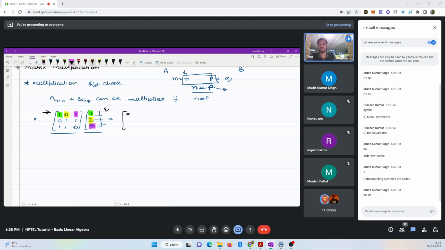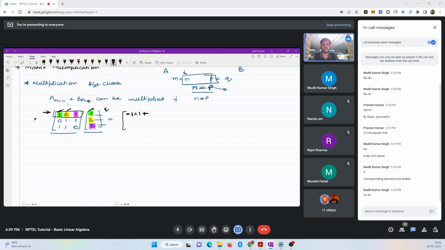So what we do is, we take the first entry of this row. We want to multiply this row with this column. We take the first entry and multiply it with the first entry. So what do we get? 1 into 1. Then we put a summation sign, that is plus.